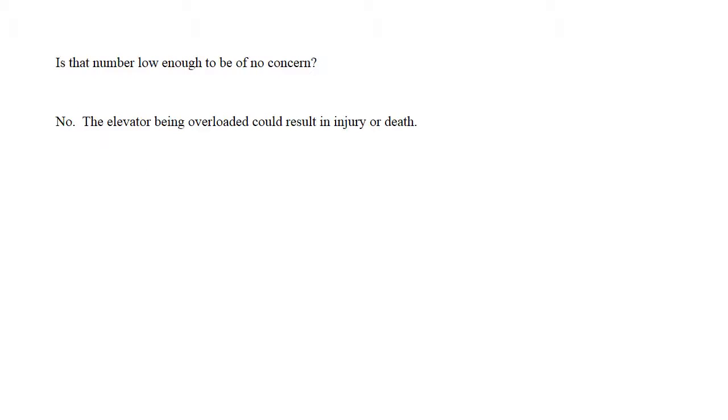The last part of the question, is that number low enough to be of no concern? No. The elevator being overloaded at all could result in injury or death.